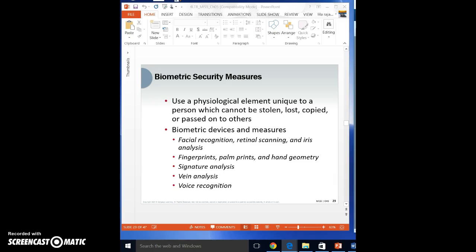And we have signature analysis, which checks the user's signature as well as deviation in the pen pressure, speed, and length of time used to sign, as well as vein analysis and voice recognition, which translates words into a digital pattern, which is then recorded and examined for tone and pitch.